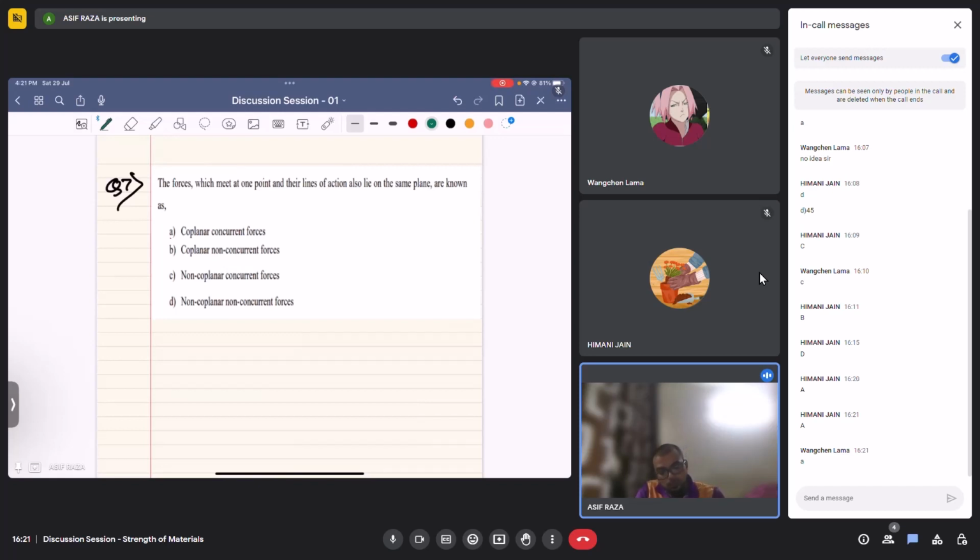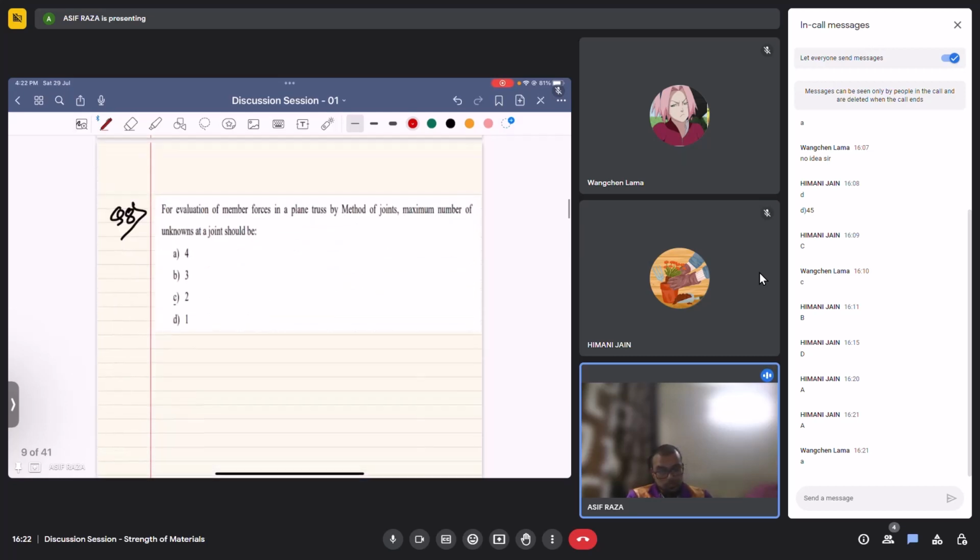Yeah, so everyone has given option A. So yes, it's correct. We can see the answer lies in the question itself. It says on the same plane. Same plane would imply coplanar, and the lines of action meet at one point, so that would imply they are concurrent in nature. So the answer is coplanar concurrent forces. Let's move on to the next question.